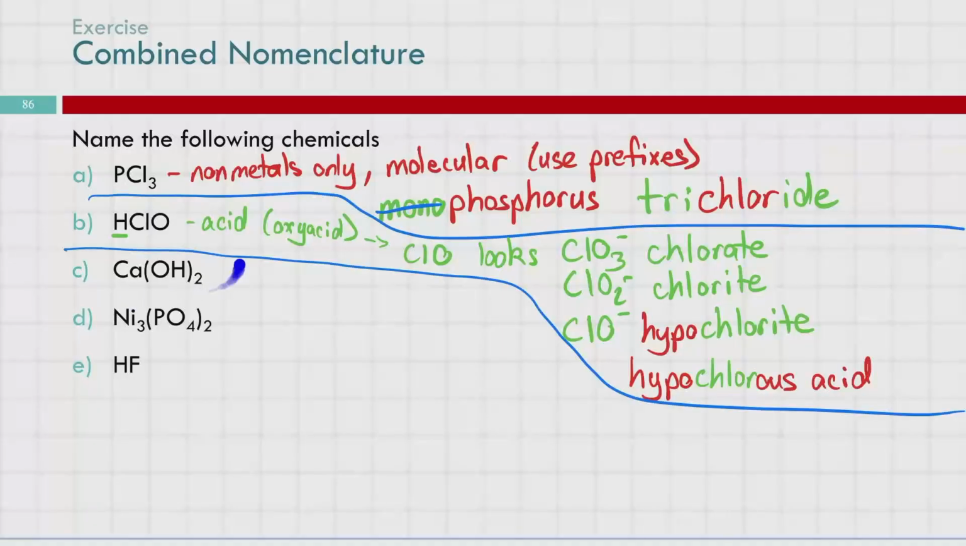Next one up, we've got CaOH2. What kind of compound do we have with CaOH2? Ionic, molecular, acid. It's ionic. How do we know it's ionic? It's got a metal in there. So Ca is a metal. It's calcium. It shows up in our group 2. It's an alkaline earth metal. So this is ionic.